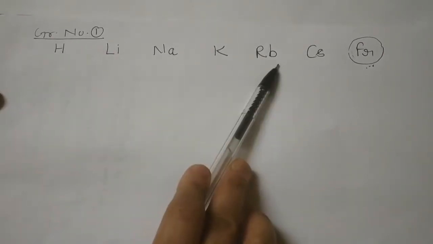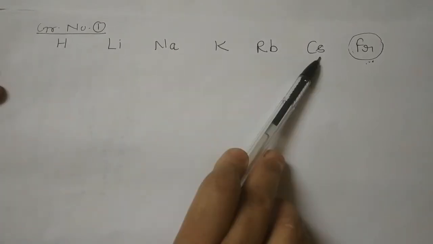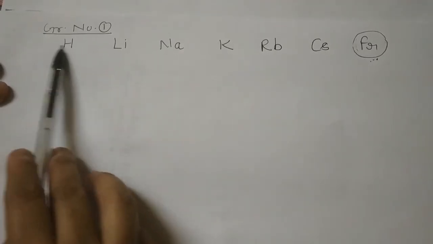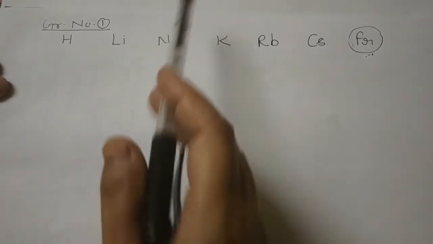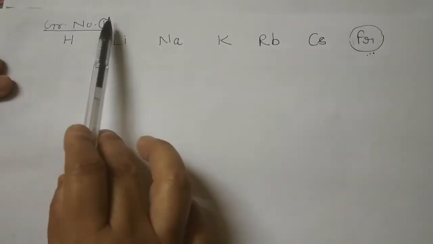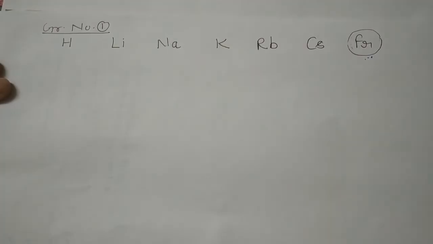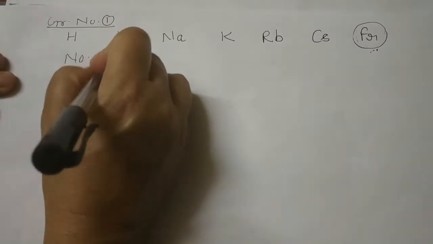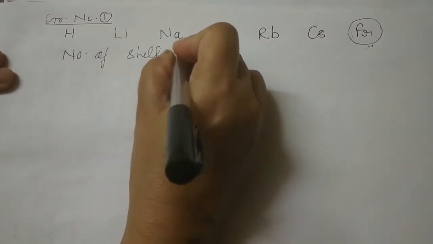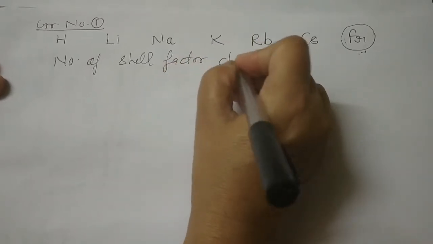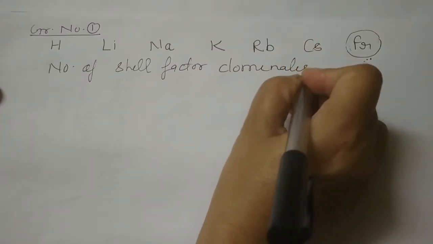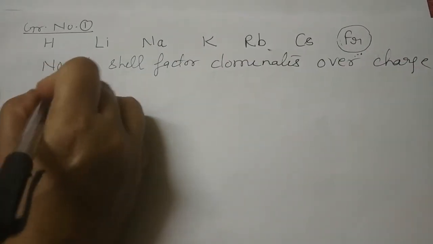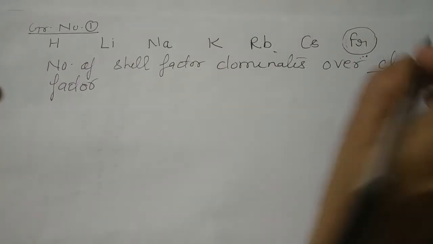Both factors are there: the number of protons, that is nuclear charge, increases, as well as the number of shells. So in that case, for a particular group, the number of shells factor always dominates over the charge factor. Charge factor means increased nuclear charge.